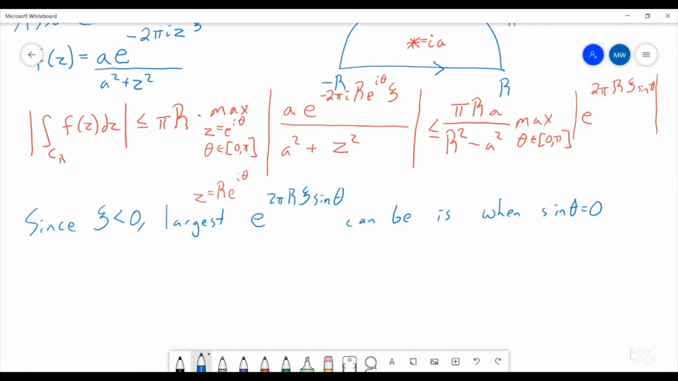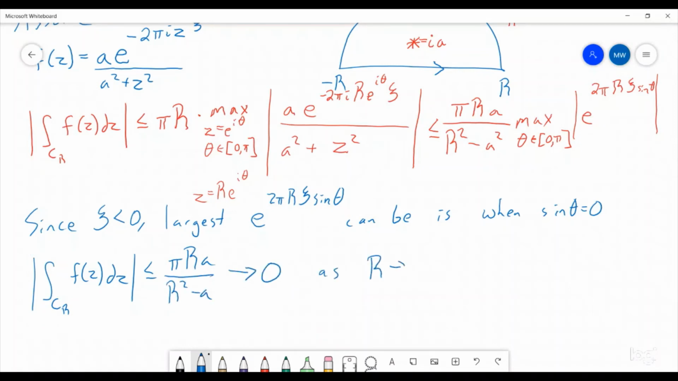So the absolute largest that can be is when the top is 0, because otherwise it's a negative number, and e to a negative number is always smaller than e to the 0. So that means that whole thing can just be replaced with a 1. So the integral over our curve of f of z dz is going to be less than or equal to pi r a over r squared minus a, which goes to 0 as r goes to infinity.